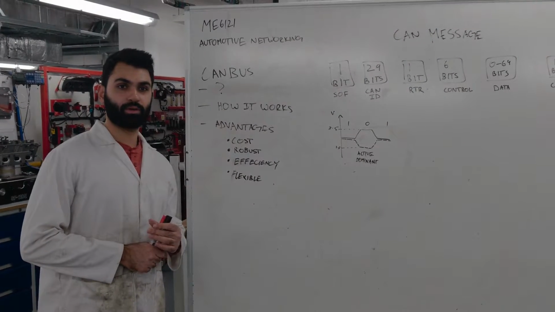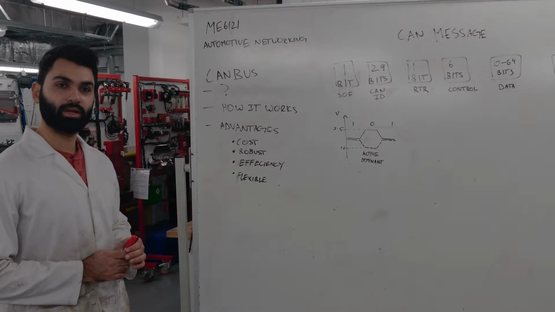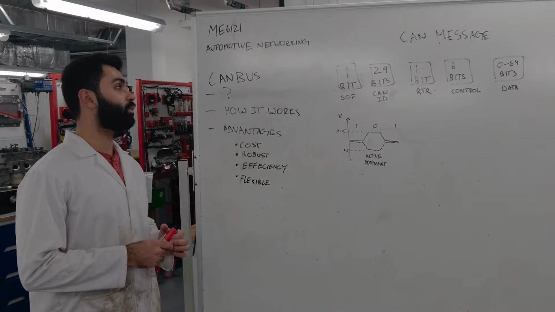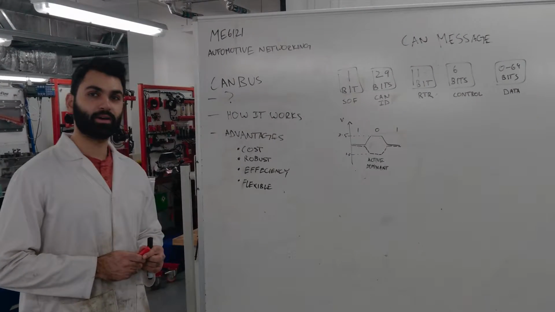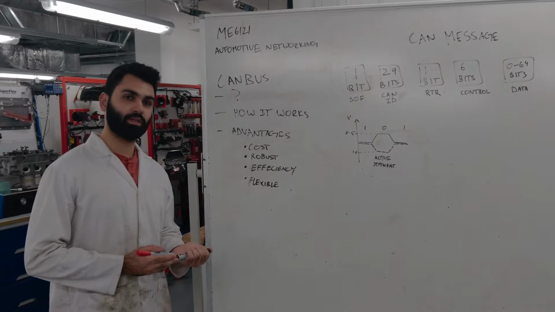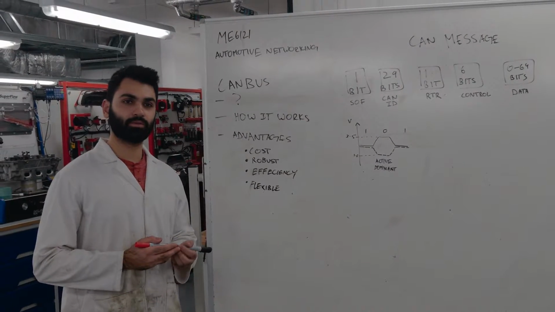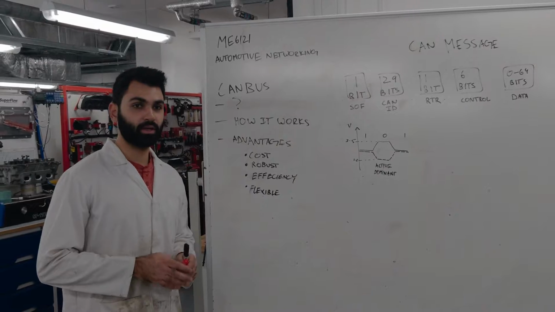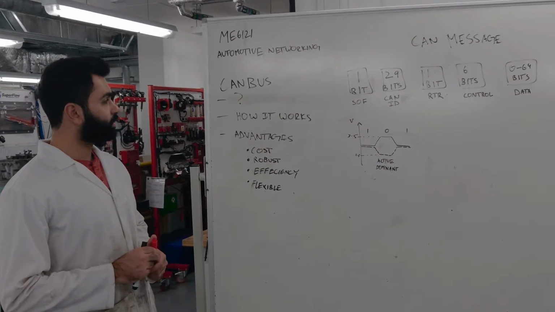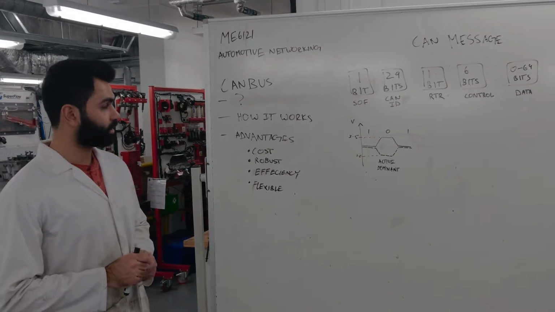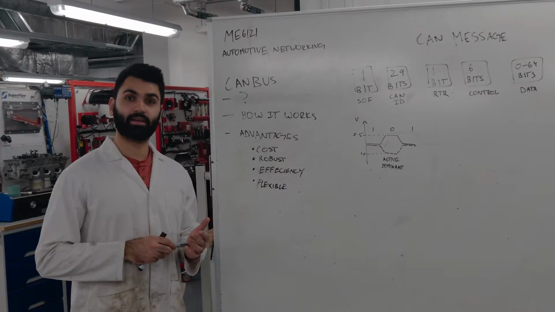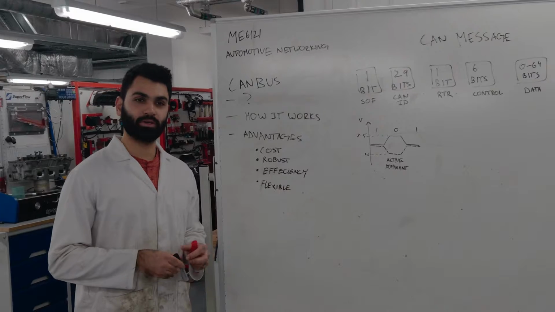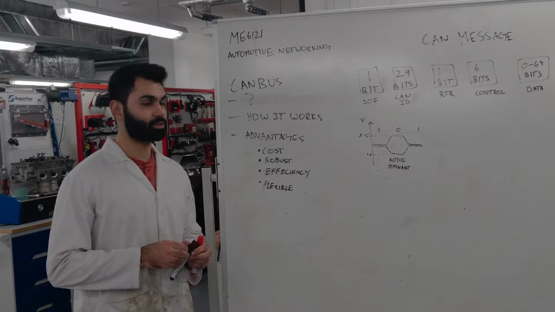CAN, short for Controller Area Network, is nowadays a robust vehicle standard for basically devices within your vehicle to communicate with each other. They're used in modern day vehicles, trucks, buses, the whole lot, as well as in the automation and medical instrumentation industry.